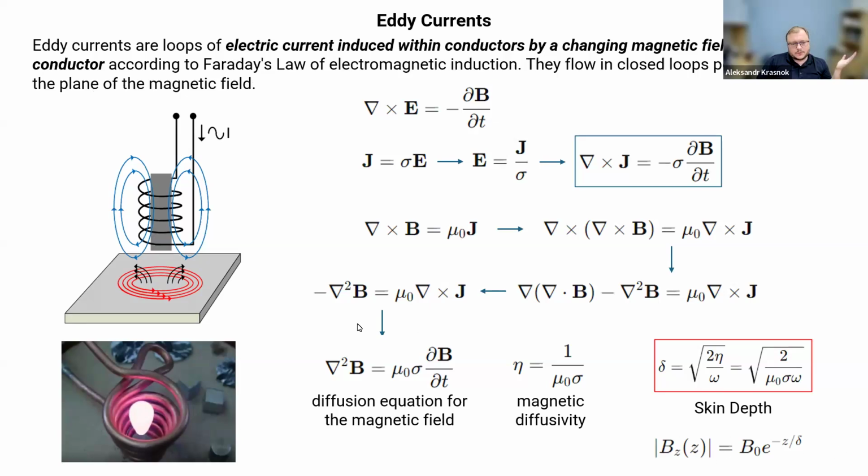Okay, so yeah, the solution of this equation, as I said, is not an oscillating solution, is not a wave, but a decaying solution, described by this exponent e to the power of minus z over this skin depth factor. Do you have any questions regarding this?